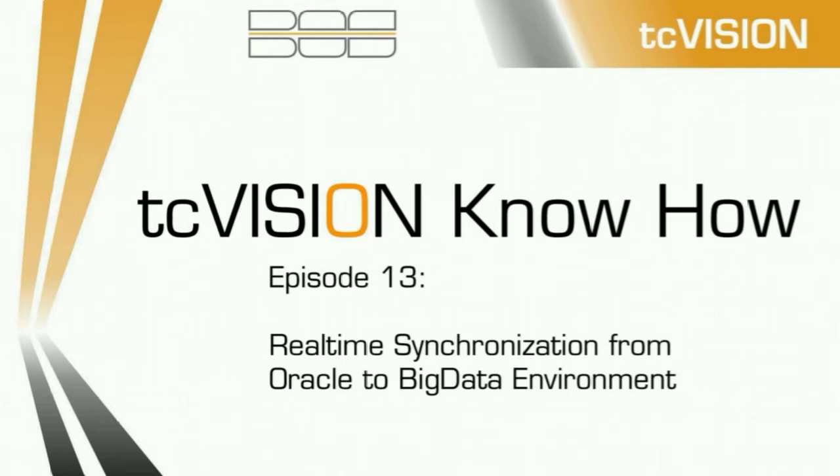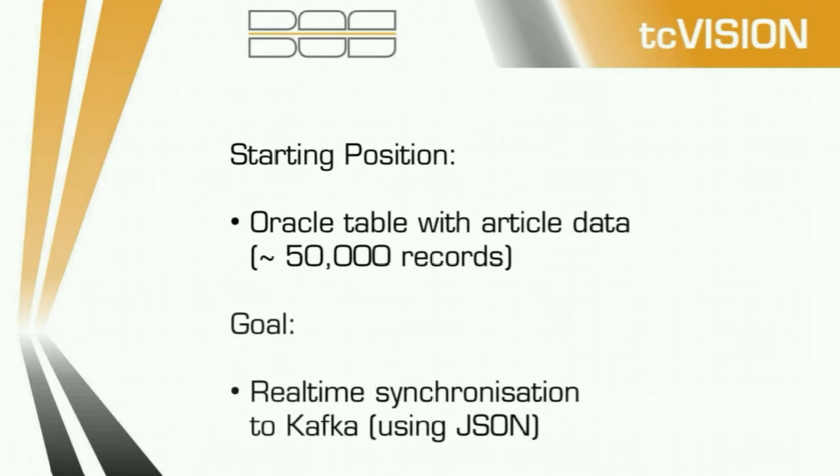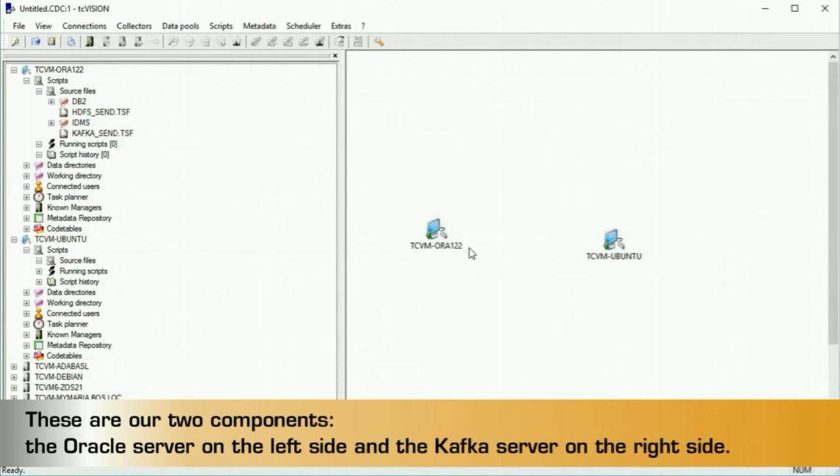Today we'll show real-time synchronization from Oracle 12c to a big data environment. We use an Oracle table with about 50,000 records and transfer change data via Kafka to a big data environment. The change data is transferred from an Oracle Linux to an Ubuntu Linux server. Here are the two components, the Oracle server on the left and the Kafka server on the right.